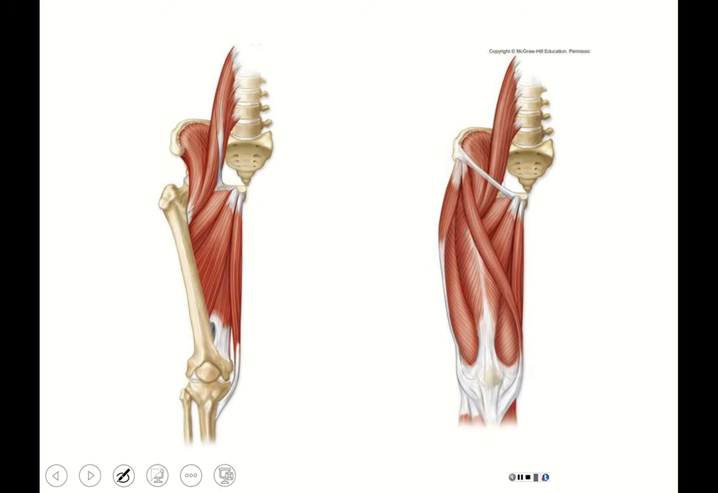Next, moving to the anterior of the thigh. So the quadriceps include the middle muscle, which is the rectus femoris, and then you've got vastus lateralis on this side and vastus medialis on this side. So you do need to know if you're looking at a left or right thigh to make sure that you are orienting yourself correctly.